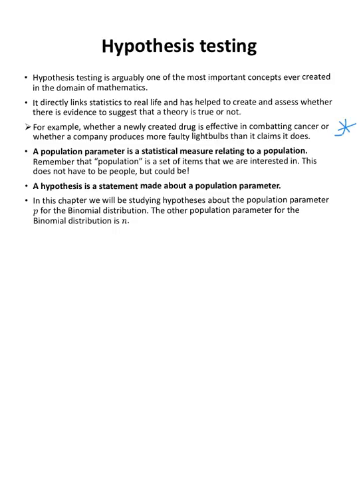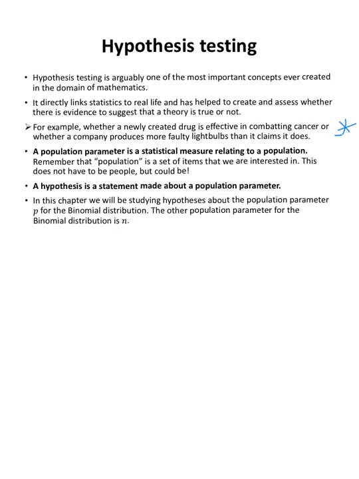So population parameter, here are a few definitions. A population parameter is a statistical measure relating to a population. Now, you've got to remember the population in maths and in statistics is a set of items that we're interested in. And it's not just the number of people, it could be the number of light bulbs, and so on. A hypothesis is a statement made about a population parameter.